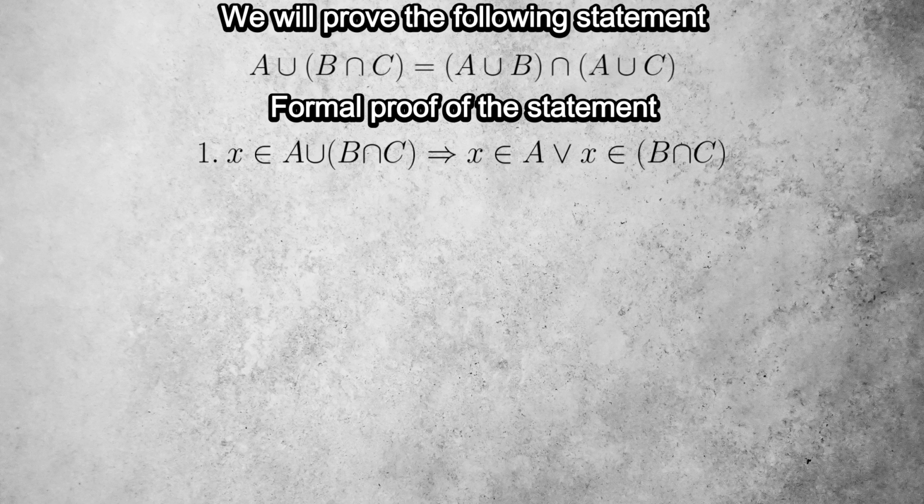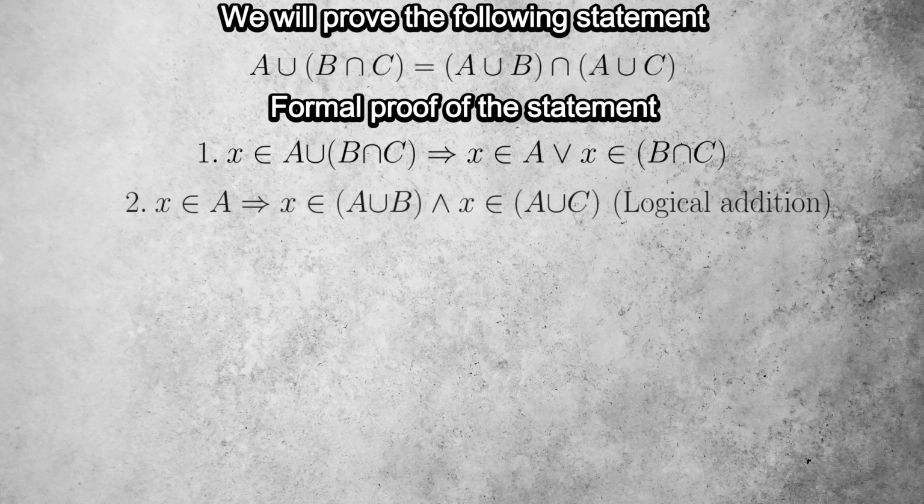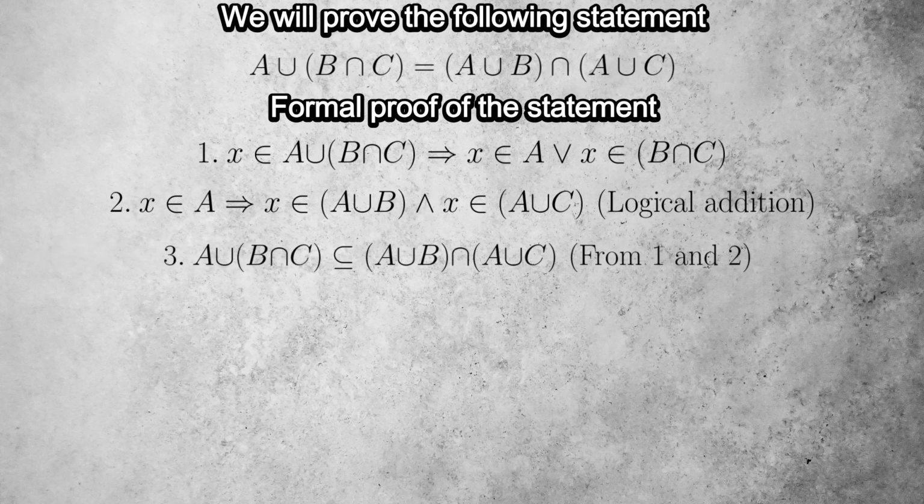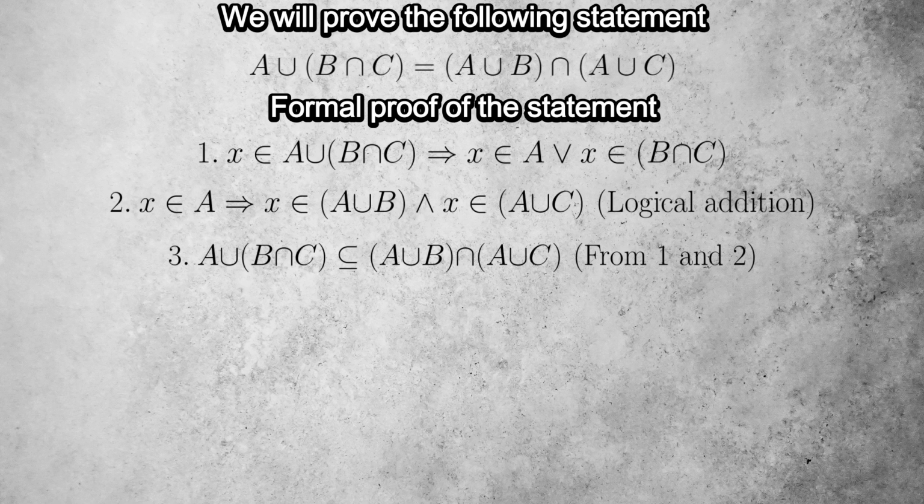Now, we have two cases to analyze. As X is an element in the union, then X is an element in A or an element in the intersection between B and C. In the first case, we are going to analyze what happens if X is an element in A. If such a thing happens, then by logical addition, we know that X is an element in the union between A and B because X is at least in A, and also is an element in the union between A and C because at least we know that X is an element in A. And therefore, X is an element in the intersection between the union of A and B and the union of A and C.